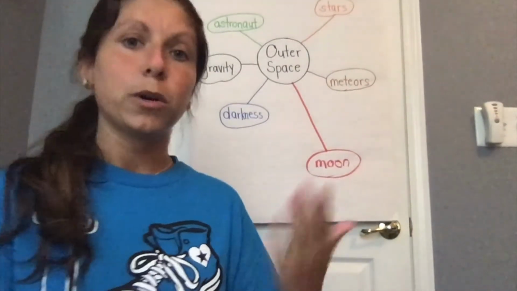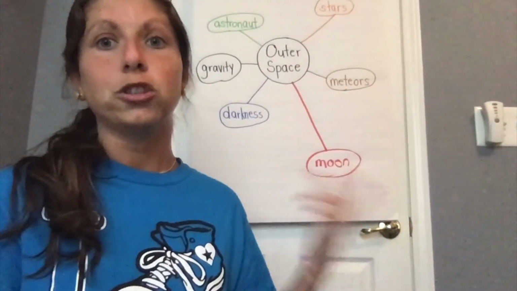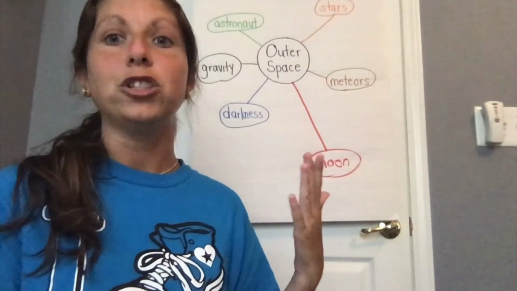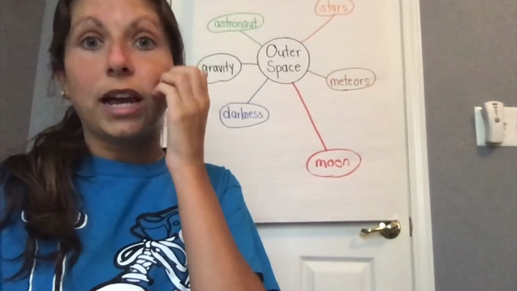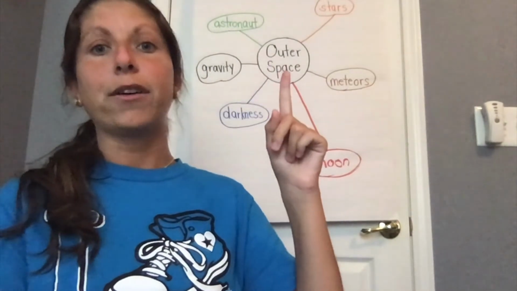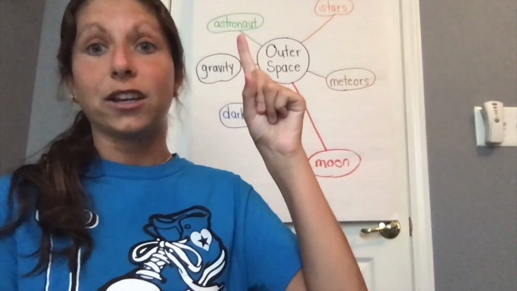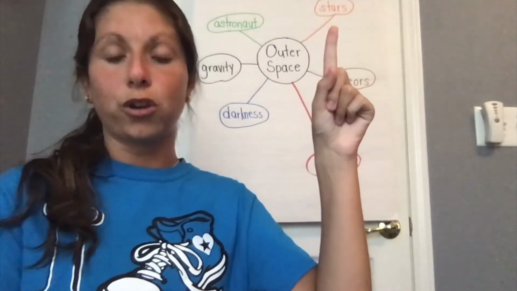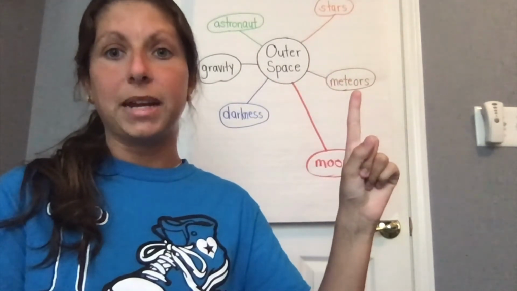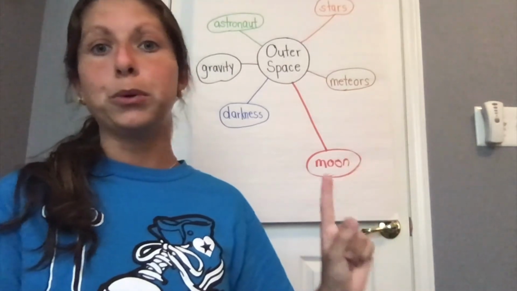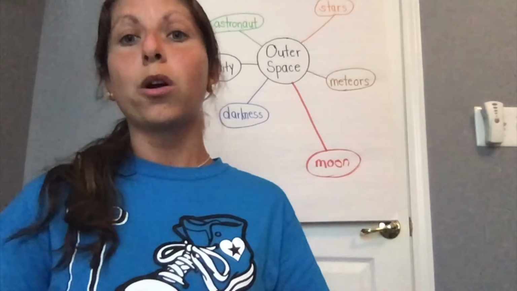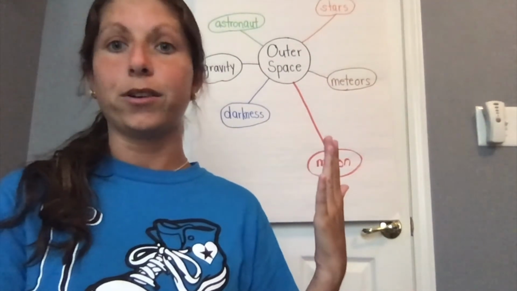I thought it was also a good idea every day this week to go back to our bubble map and add more terms that have to do with outer space. So yesterday, for outer space, I wrote astronaut because astronauts remind me of outer space, stars, meteors, a moon, darkness, and gravity. Those are all words that describe outer space.